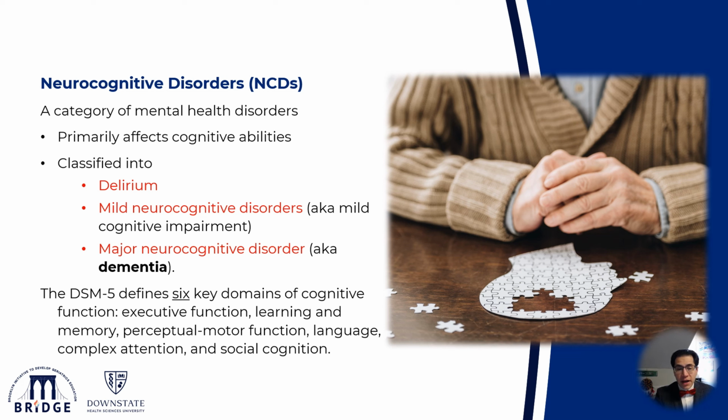The DSM-5 defines 6 key domains of cognitive function that we use to describe these disorders, including executive function, learning and memory, perceptual motor function, language, complex attention, and social cognition.